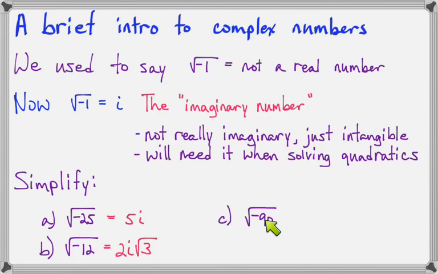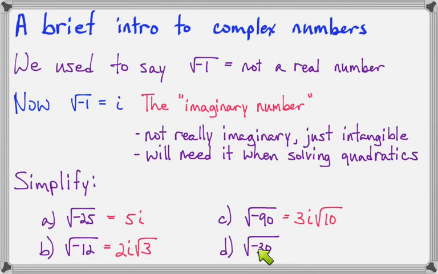Here's the square root of -90. Okay, think of 90 as 9 times 10. Then the square root of 9 is 3, and the square root of the negative is i, and the 10 is still under the radical.